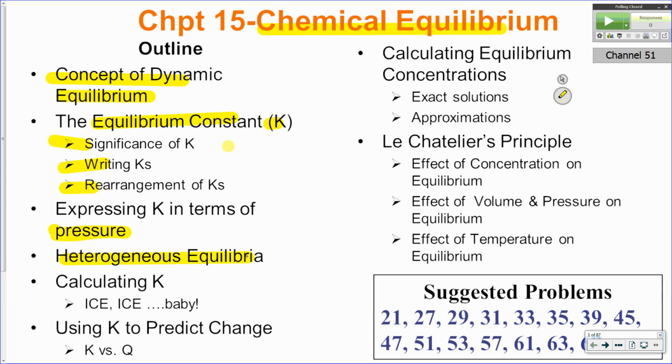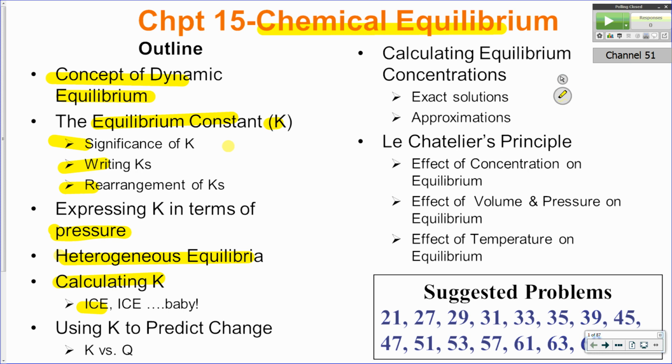Heterogeneous equilibriums. So if we have one phase, how do we deal with it? What do we do if we have multiple phases? So heterogeneous, we're going to have multiple phases there. How do we deal with multiple phase systems? And then how do we calculate these Ks? There's an acronym that we use that's ICE, which stands for initial, change, equilibrium. How do we apply that to systems?